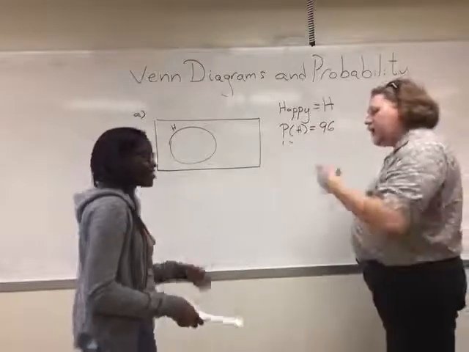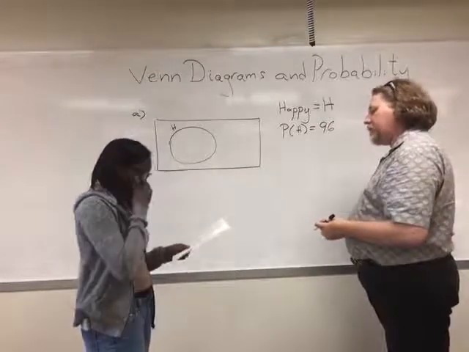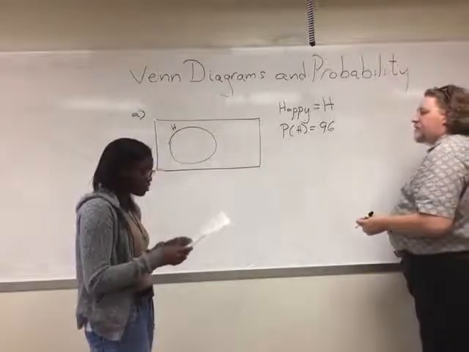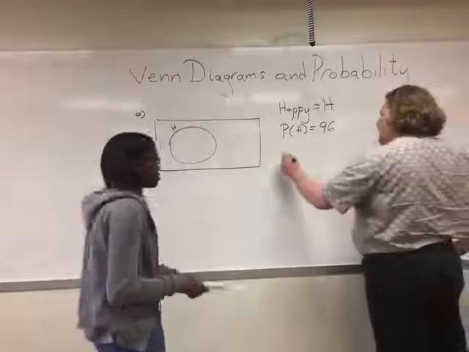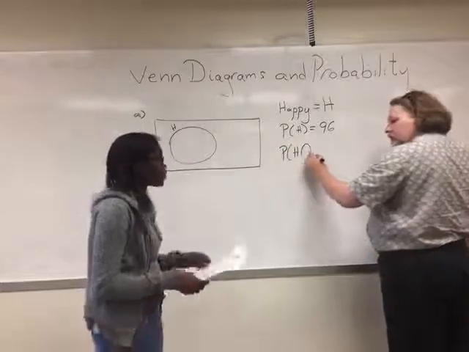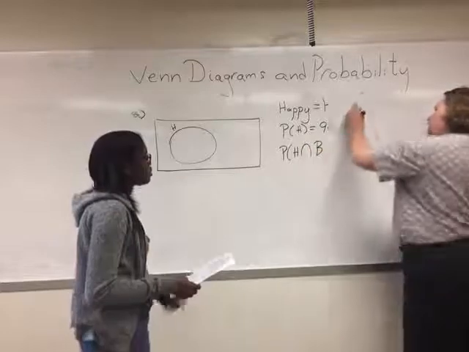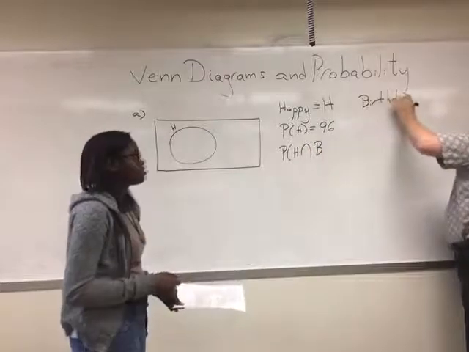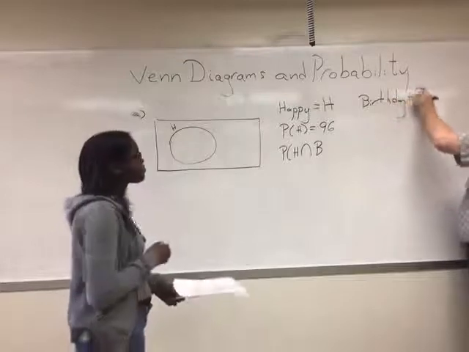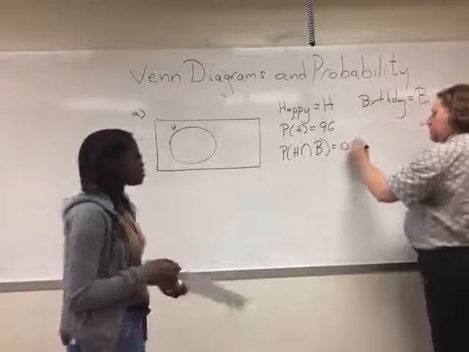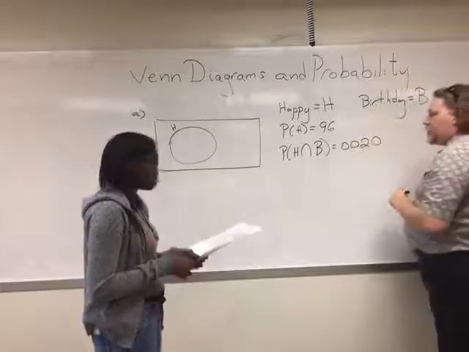Okay, now what's the other event in this story? There is a 0.0020 chance a randomly chosen day is a happy day and your birthday. Ah, it says a happy day and your birthday. So our other event is birthday. And what's the chance that is both? 0.0020. All right. Small chance.